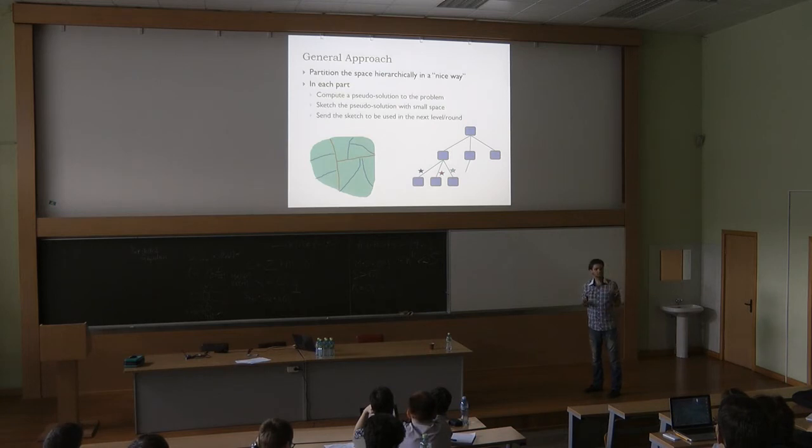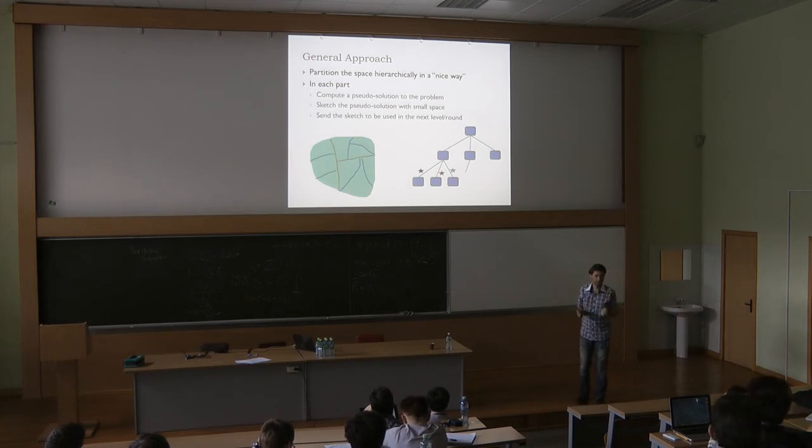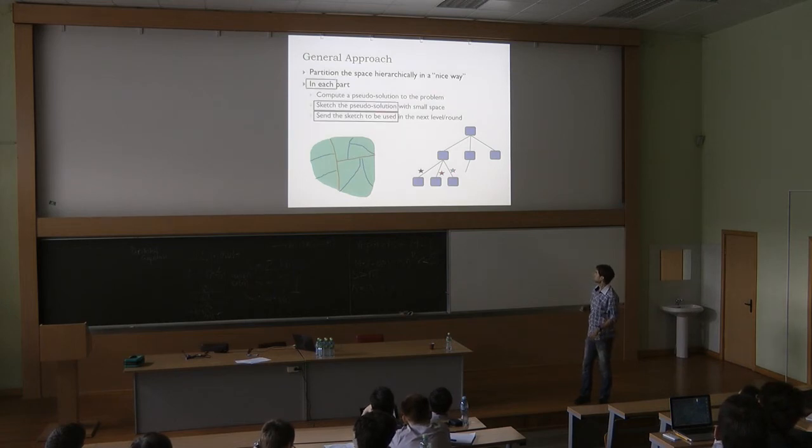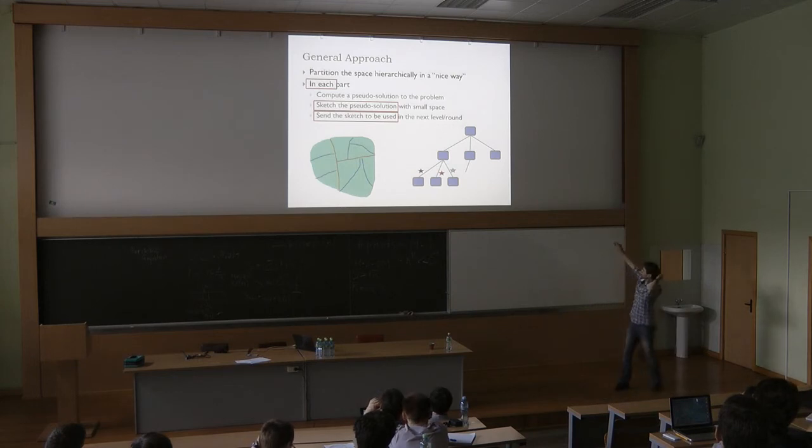And when the next machine comes and takes care of this node, it will take a bunch of stars and use these sketches to compute the next partial solution, pseudo solution, and produce the sketch for the next level. So the number of levels in this tree, in this partitioning, will be constant.